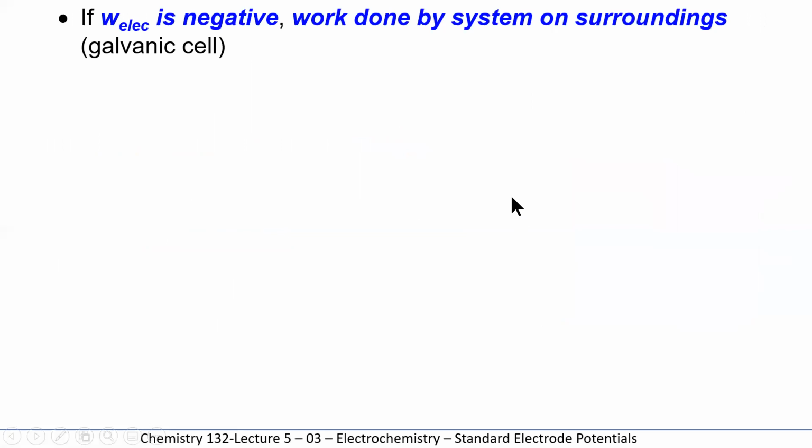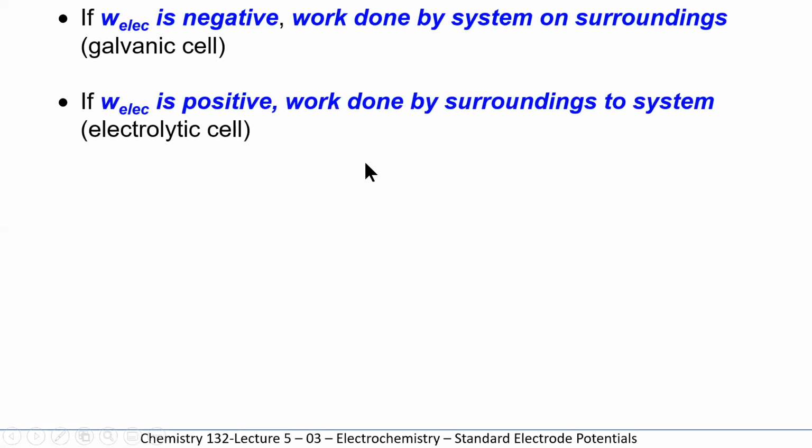Now, if work is being done, it's a negative value. Work is being done by the system on the surroundings. That's the definition of a galvanic cell, essentially. And if the work that's done is positive, we call those electrolytic cells. Those are cells in which electricity is used to drive chemical reactions.